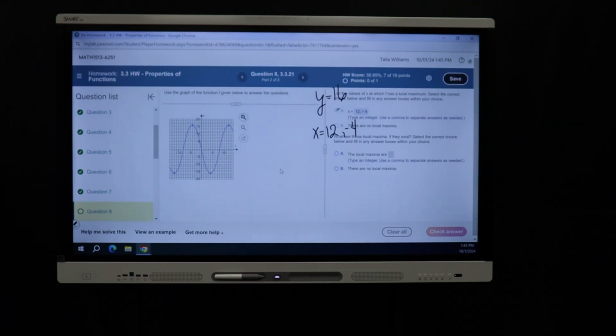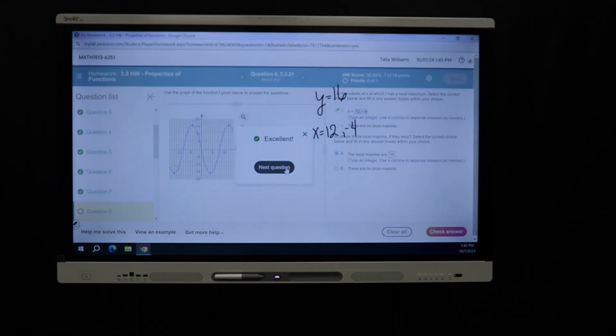Do they want this as an ordered pair? What are the local maxima if they exist? Select the correct choice. This is our y value right here. They don't want it as an ordered pair, so the highest it got was +16. Lowest it got was -16.